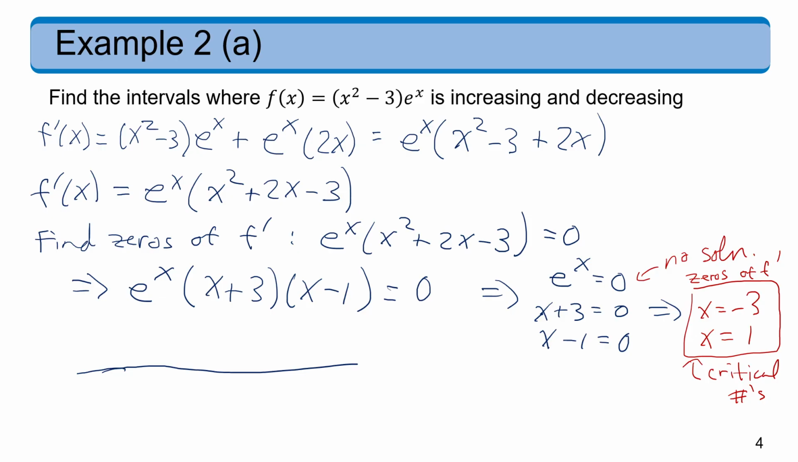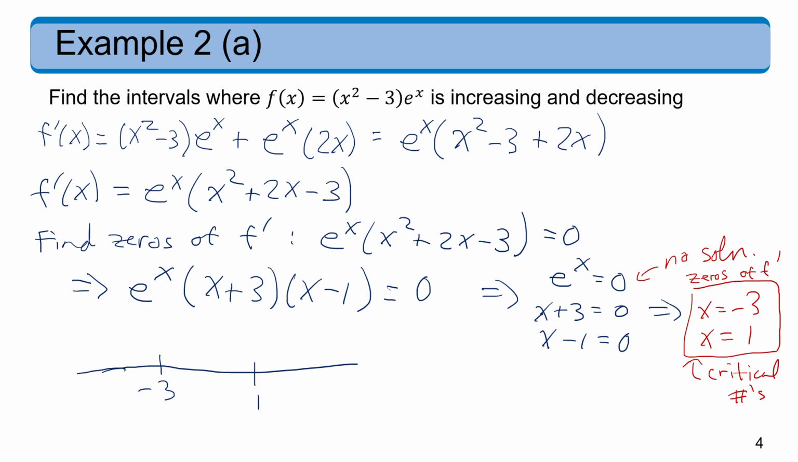But if you look at this formula for f prime, this is defined for all x, right? There's never any problem; you can plug in any x you want into that formula. So we're not going to get any more critical numbers. If there were x's that made it undefined, we would want to include those in our list of critical numbers also. So now on my number line, I'm going to list my critical numbers. So I have negative 3 and 1. Make sure you put them in order from smallest to biggest as you go left to right. And I don't want to put 0 on here unless it's a critical number.